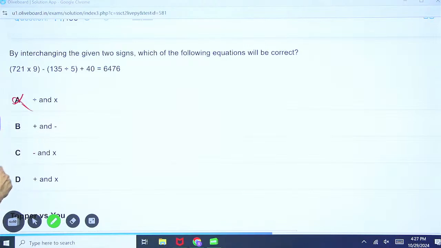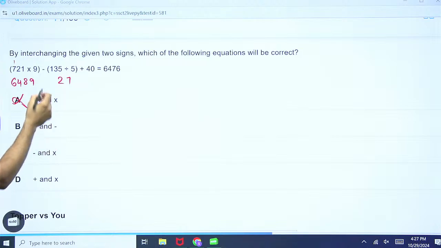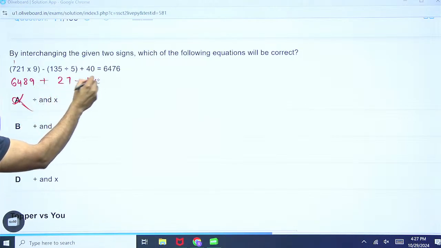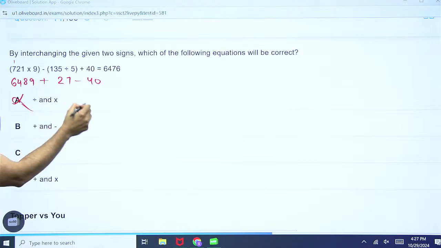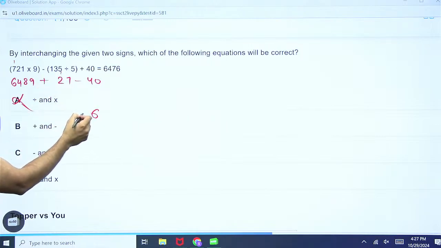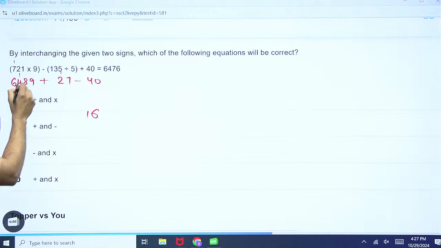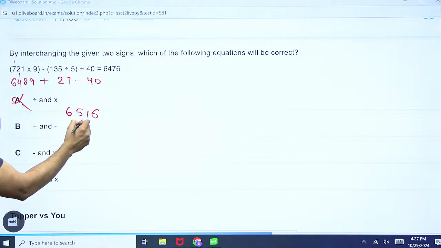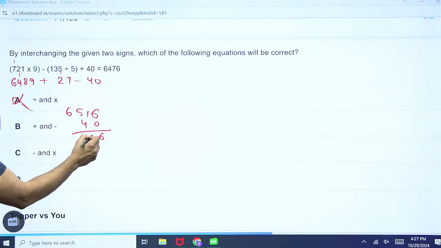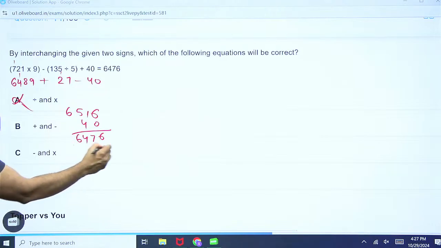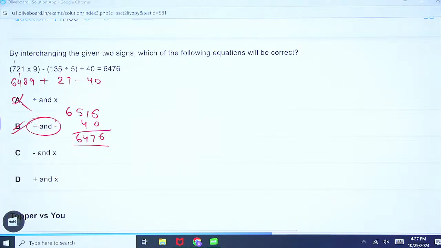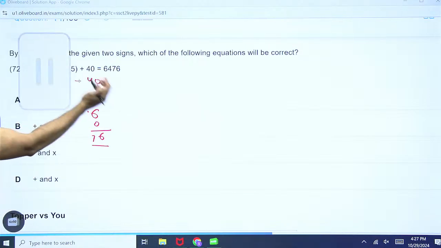Plus and minus. Okay, so it will become 27, and it will become 6489. Plus and minus, so it will become plus 27, minus 40. 6489 plus 27 is 6516, minus 40, that is 6476, and hence B is the right answer. Let's move on to the next question.